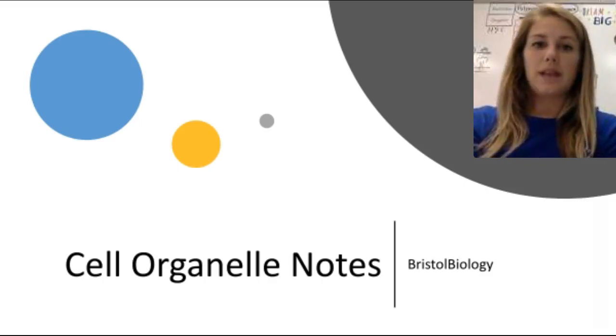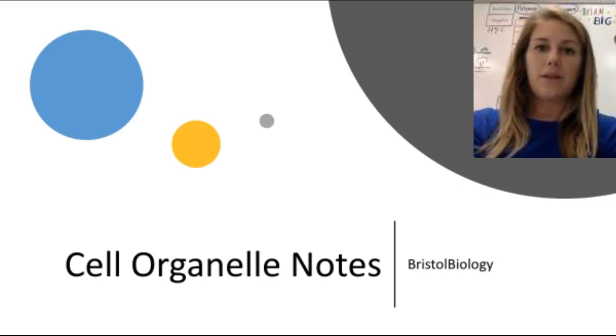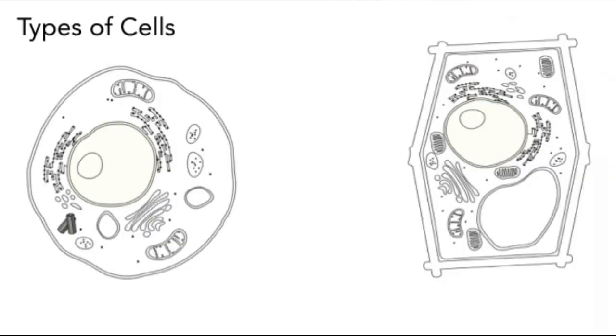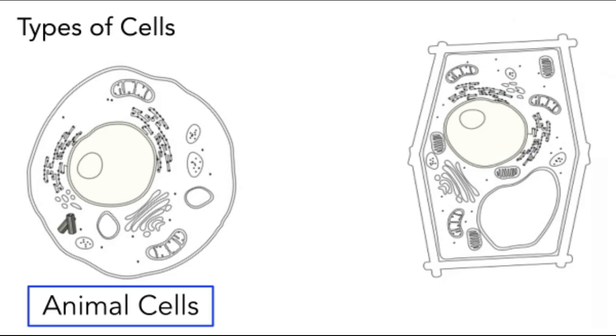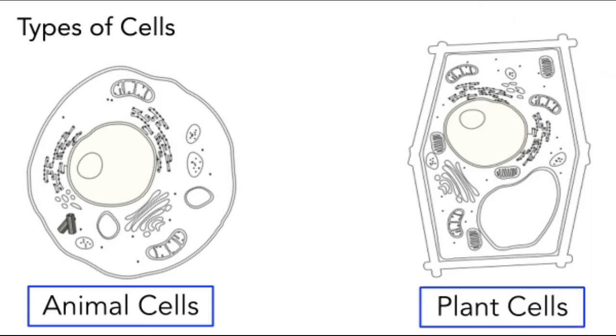Today's notes are going to be on cell organelles. You're going to make sure that you have your unit packet as well as colored pencils to do today's notes. The two types of cells we're going to focus on today are animal cells, which are typically round in nature, and plant cells, which are typically box-like in nature.